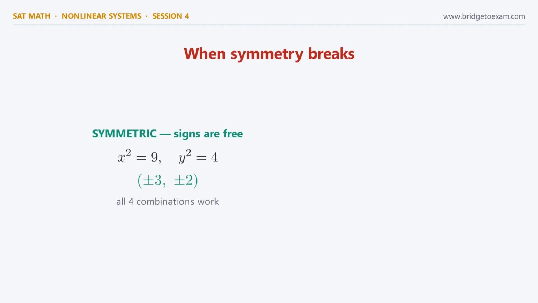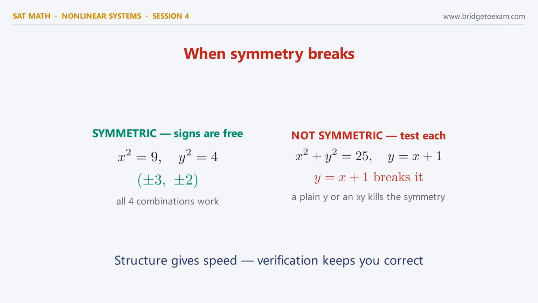One caution before we finish, because symmetry can also mislead you. When every equation depends only on squares, sign flips are free. If x squared equals 9 and y squared equals 4, then all four combinations work. 3 and 2, 3 and -2, -3 and 2, -3 and -2. 4 solutions, because nothing in the system can tell the signs apart.